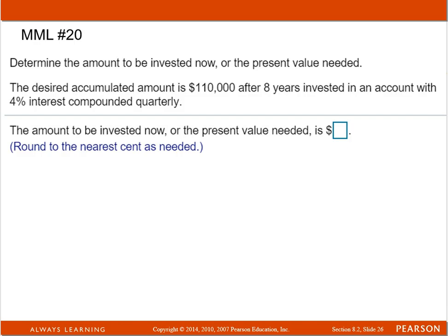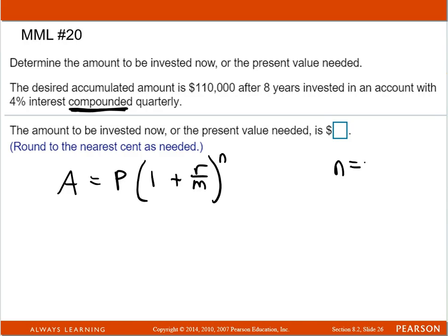I see the word compounded, so I know it's my compound interest formula, which is this formula from my sheet. And remember that N is equal to the number of times they compounded, M, times the number of years. And they want the desired accumulated amount, 110,000. That is A. And then they tell me 8 years, that is my time.